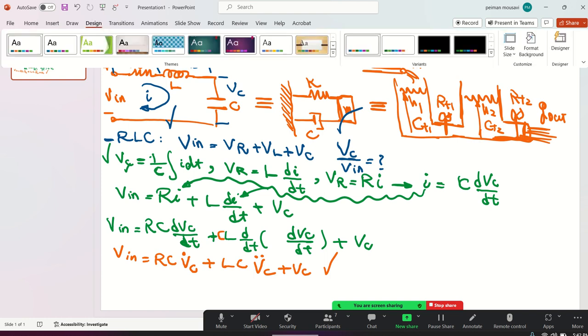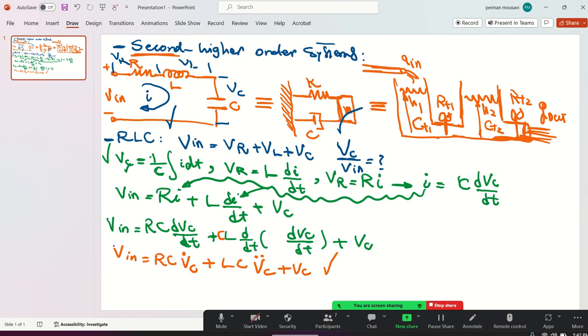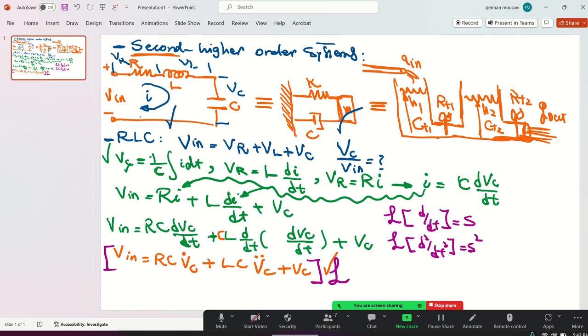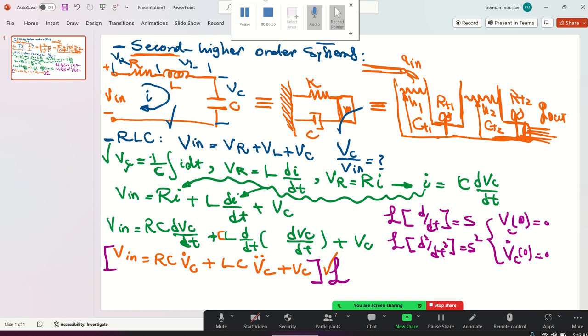Now if you remember, if I want to go from time to frequency domain, what are you going to do? Laplace transform. Now remember, one time derivative is going to be S. You have your notes. Second time derivative is going to be S square. So by assuming that the capacitor voltage at time 0 is 0 and the time derivative of the capacitor voltage is 0, if you apply that, can I go to the next page? Everybody? Yes.